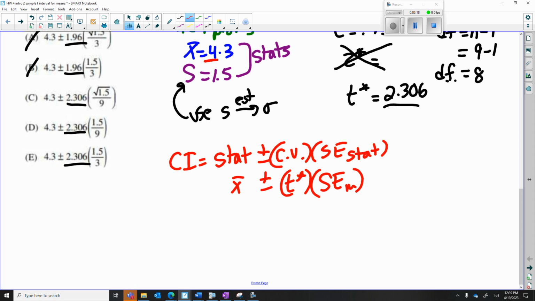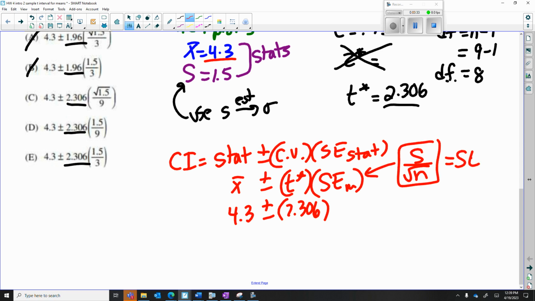So our x bar here is 4.3, T star is 2.306, and the standard error of the mean, you can look up the formula on the reference sheet. If you remember, it's sigma divided by radical n, but if we don't have sigma, if we have s in its place, then it's going to be s over radical n. The s given above is 1.5, and radical n is radical 9. So if you look at the choices here, you know the format is going to be 1.5 over radical 9, and that's going to be 3. So the answer is choice E.